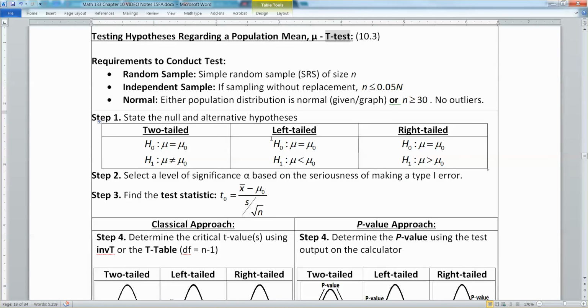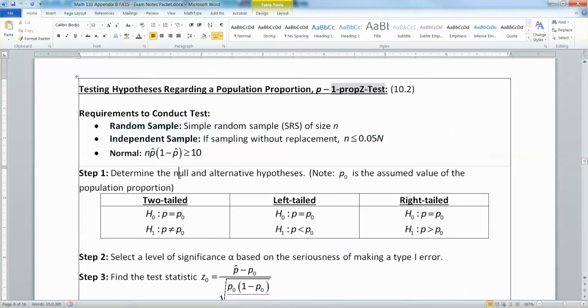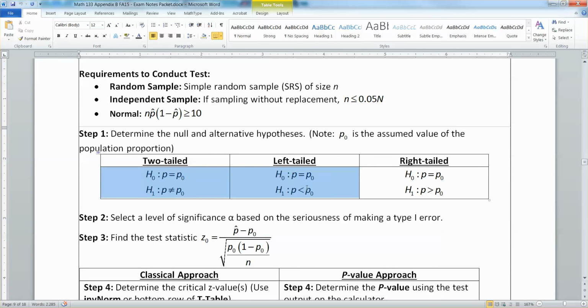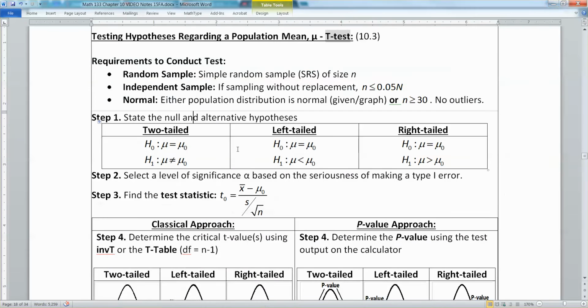So we'll have to have null and alternative hypotheses, and these should look familiar because they're very similar to the ones for proportions. Proportions had p equals p0, p not equal to p0, p less than p0, and so on, where the 0 is the 0 from the null hypothesis, p naught, if you will. So here we have H naught, H sub 0, is mu equal to mu sub 0, where mu 0 is the value you assume it to be.